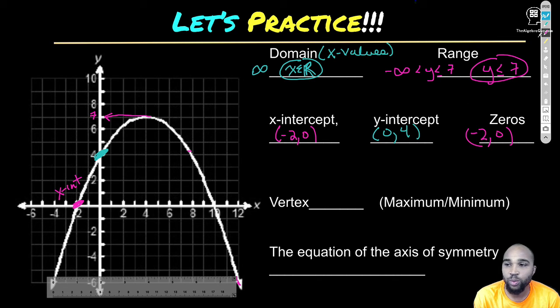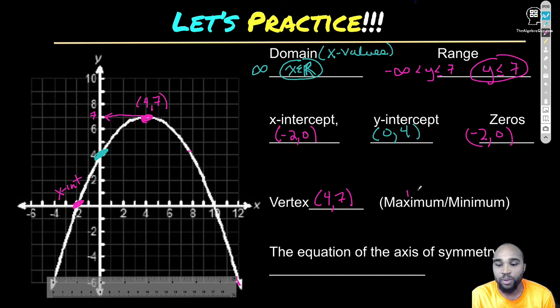My vertex is where? Oh, I wish you could talk to me so I could hear you. (4, 7). That's the highest point here. (4, 7). So it's the highest point. That's my vertex. It's the highest or lowest point. Is that a maximum or minimum? I'm hoping you're saying maximum. And here's the one I want you to make sure you get. Axis of symmetry.